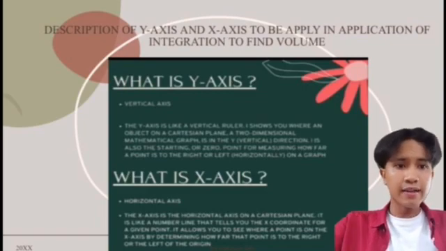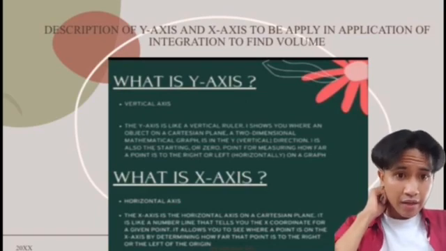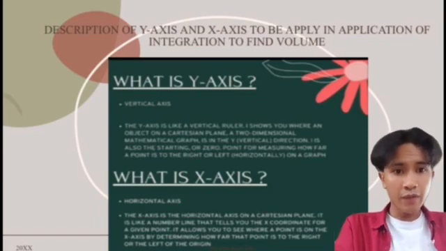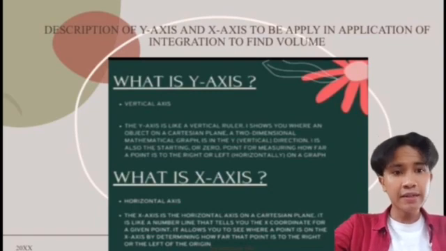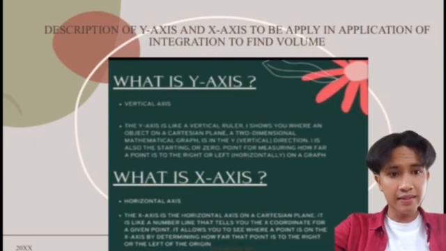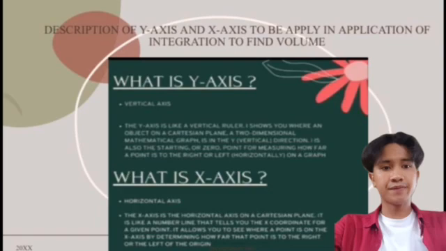What is the y-axis? The y-axis is the vertical axis. The y-axis is like a vertical ruler. It shows you where an object on a Cartesian plane, a two-dimensional mathematical graph, is in the vertical direction. It is also the starting or 0 point of measuring how far a point is to the right or left horizontally on a graph.